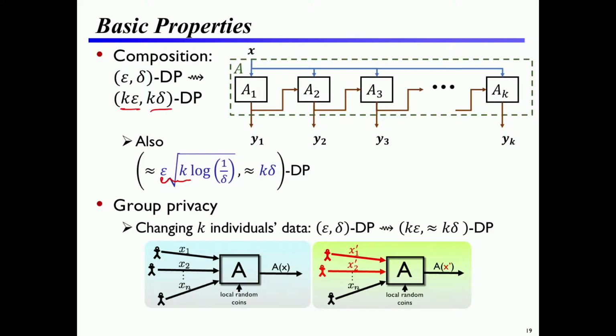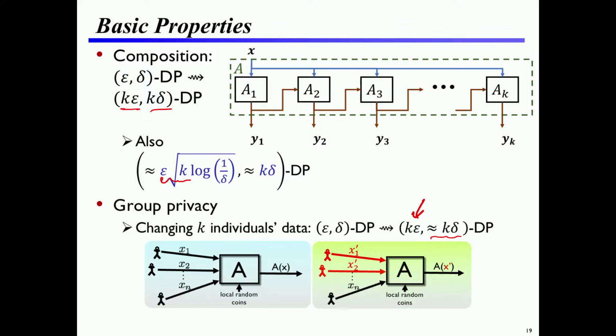The other useful thing to know is group privacy. This means what happens if I change not one person's data but k people's data. It turns out the privacy parameters degrade gracefully with the size of the set of people whose data I change. The epsilon term goes with k epsilon, and the delta term roughly grows by a factor of k, although when k epsilon is bigger than 1, the formula is more complicated. But that's at the level of the tutorial.